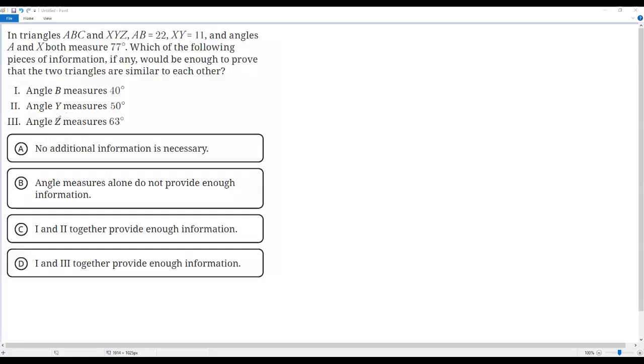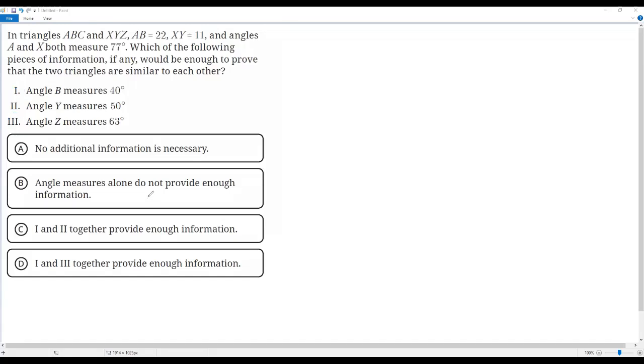Okay, we have three pieces of information. The first piece says angle B measures 40 degrees, the second says angle Y measures 50 degrees, and the third says angle Z measures 63 degrees. The options are: A, no additional information is necessary to prove that the two triangles are similar; B, angle measures alone do not provide enough information; C, the first and second pieces of information together provide enough information; and D, the first piece and the third piece together provide enough information.